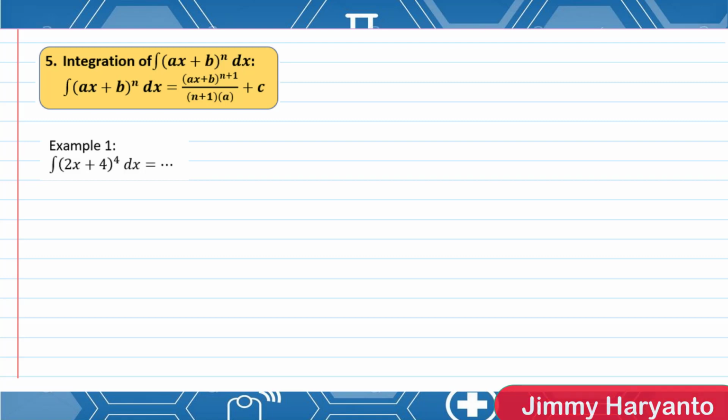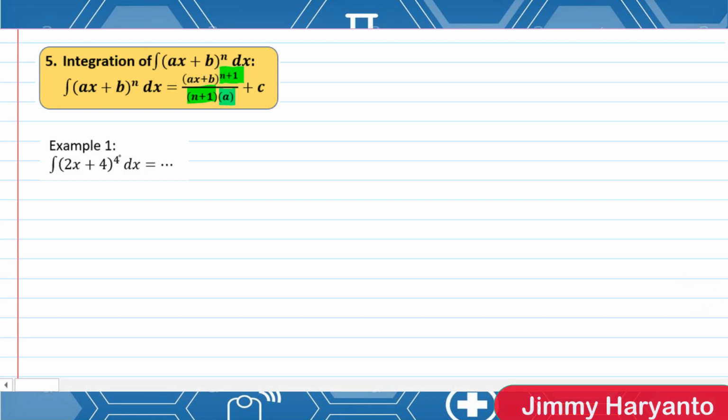Okay guys, the next section will be integration of (ax + b)^n dx. For this integration, the formula will be (ax + b) to the power of n + 1. Please take note the power is added by 1, and at the bottom there is the power n + 1. And then we have the differentiation of ax + b, so the denominator should be multiplied by a. Where does a come from? It's the differentiation of ax + b.